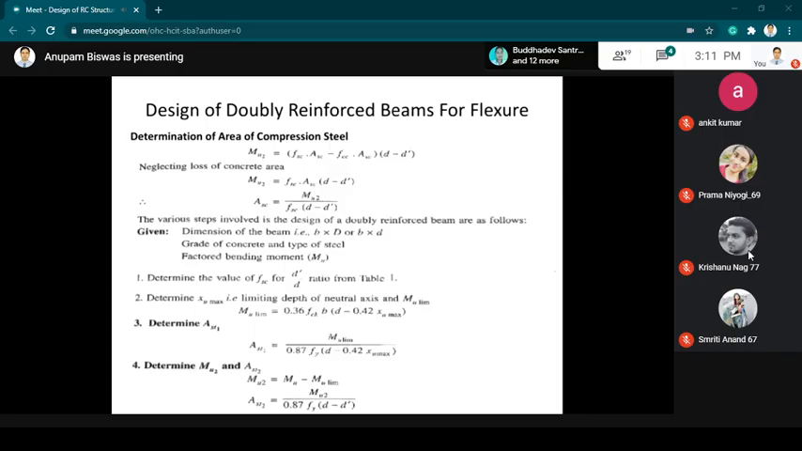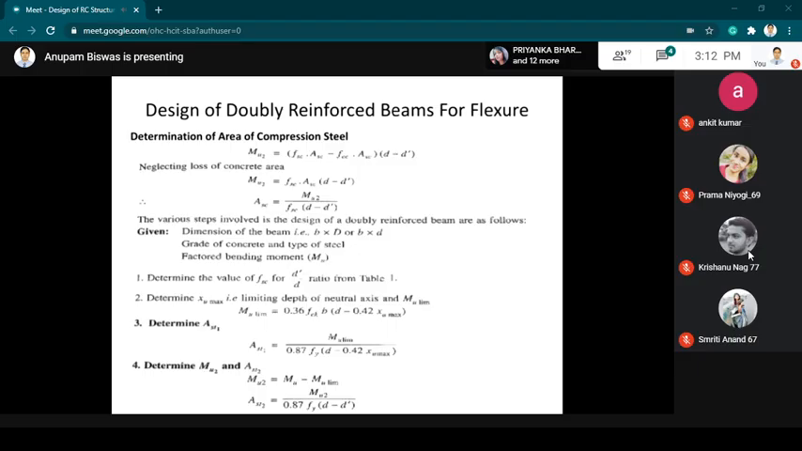Okay, so from all these values we can now give a brief about how the design has to be carried out step by step. So these are the design steps given here as follows. If the dimensions of the beam are given, the width and the overall depth, or the width and the effective depth, the grade of concrete and steel will be given, and the factored bending moment Mu would be given.